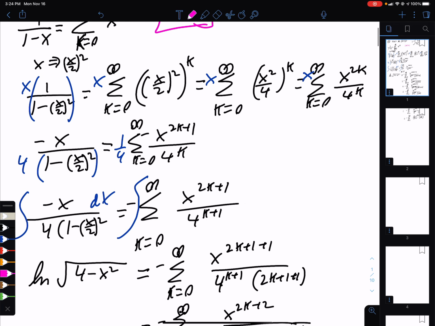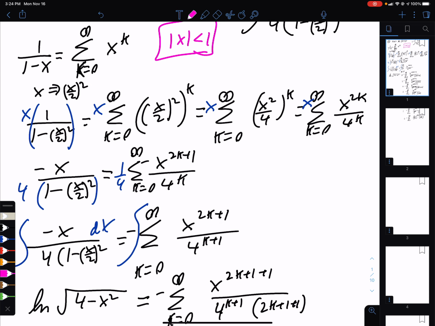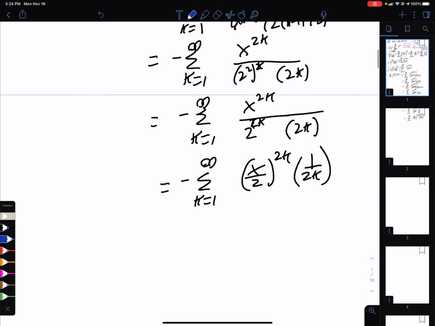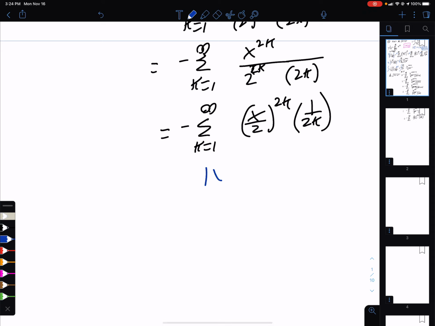But we replaced x with x over 2 squared. So then this becomes x squared over 4. Multiply both sides by 4. We get absolute value of x squared is less than 4. Square root both sides. Absolute value of x is less than 2. So that is our convergence statement. This converges when absolute value of x is less than 2, or between -2 and 2.